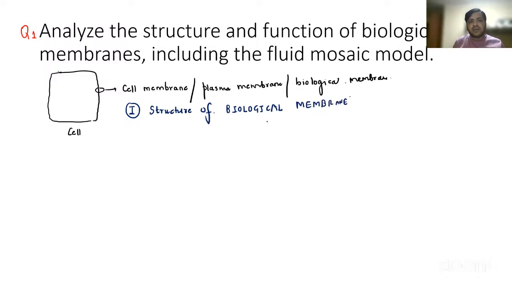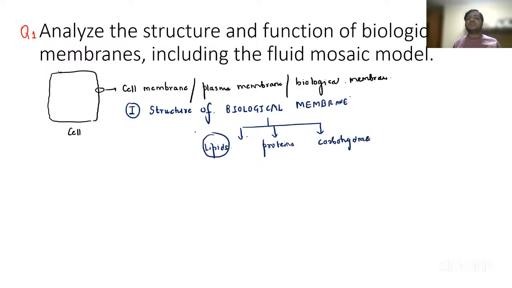So basically they are composed of majorly three things. We have the lipids, proteins, and carbohydrates. Now coming to the lipids, guys, the most abundant lipid in the cell membrane is the phospholipid. Now, this phospholipid does not exist in a single layer. It exists in a double layer. So we always say phospholipid bilayer.